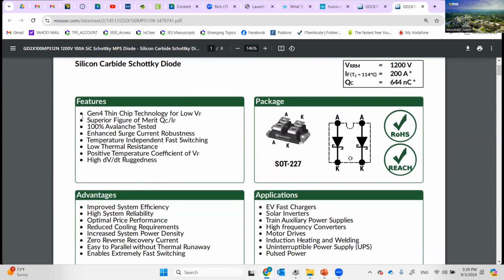Here we have the features of this diode. It's mentioned here, Gen 4 means generation 4, thin chip technology of low VF. So VF is expected to be low here. Superior figure of merit QC over IF. 100% avalanche test. What is the meaning of avalanche? We will discuss the meaning of avalanche and Zener in the coming classes.